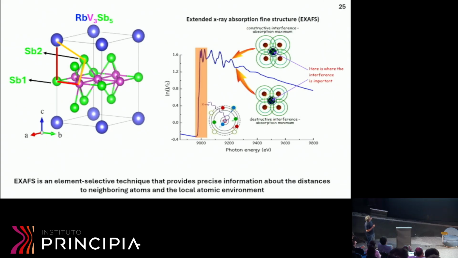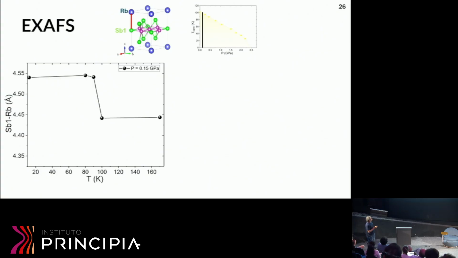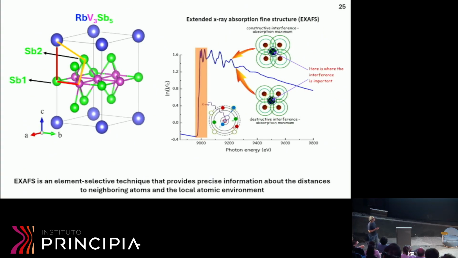So we looked at the rubidium compound, the pure rubidium compound, and the structure has 2 antimony atoms, one in the plane and one out of plane. The rubidium atoms are out of plane, and the vanadium are also in plane with the antimony 1 atoms. Okay. So we looked at the Kagome pattern, and here I will just show you the results.